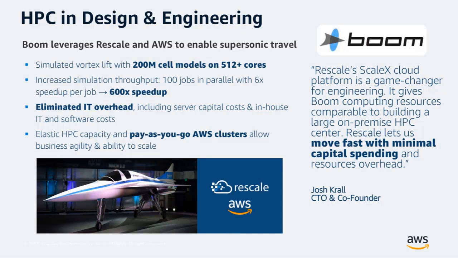So now working with Rescale, who is an AWS partner, Boom ran simulations using 200 million cell models over 512 cores. And in the process, they were able to eliminate server capital costs and in-house IT and software costs. Their architecture includes elastic HPC capacity and pay-as-you-go AWS clusters, which enable business agility and scale. The result is that Boom has increased simulation throughput with 100 jobs in parallel at 6x the speed up, and was able to see a 600x speed up for their entire workflow.